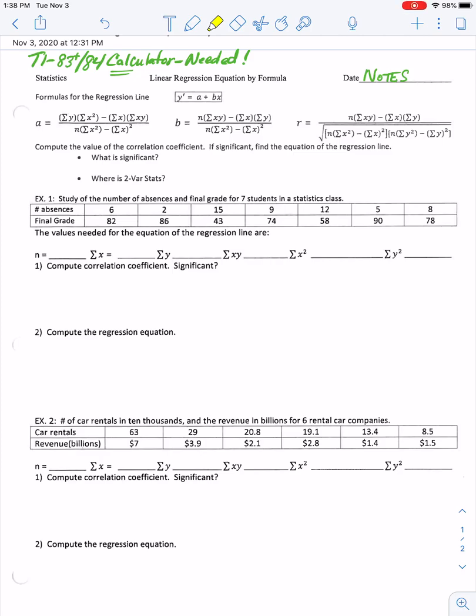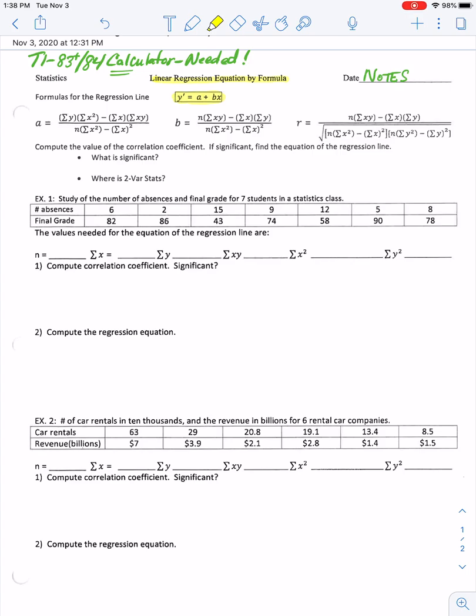Have you ever wondered how your calculator knew how to do a linear regression equation from your scatter plot? Well, in today's lesson, we will find out how the calculator knows how to find your parts for a linear regression equation. That's exactly what we're going to do today: linear regression by formula. We want to be able to calculate a regression equation for a given set of data.